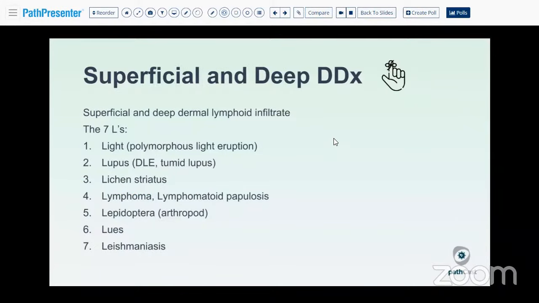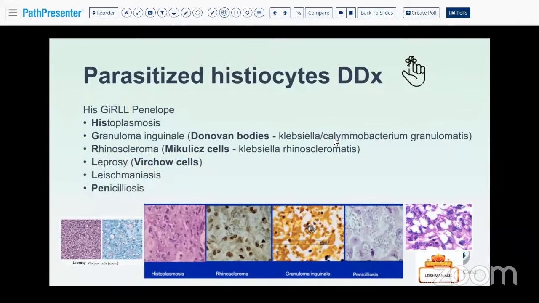The superficial and deep differential is a helpful one to know. This is when you see at low power a superficial and deep dermal lymphoid infiltrate, you can think of your 7 L's. So that's light, lupus, lichen striatus, lymphoma, lepidoptera, which is an L way of saying arthropod assault, lues, which is an L way of saying syphilis, and leishmaniasis. So these are all things that can present with superficial and deep lymphocytic inflammation.